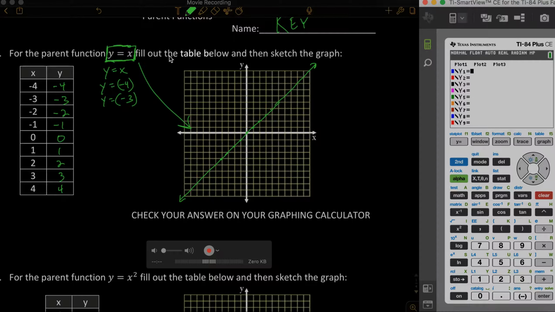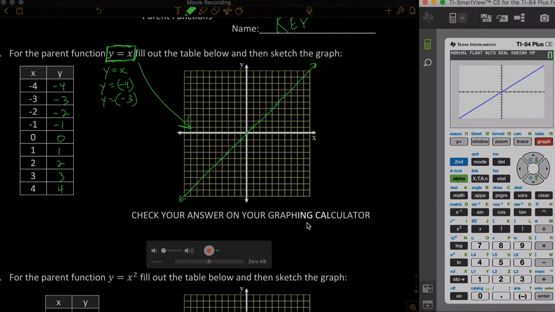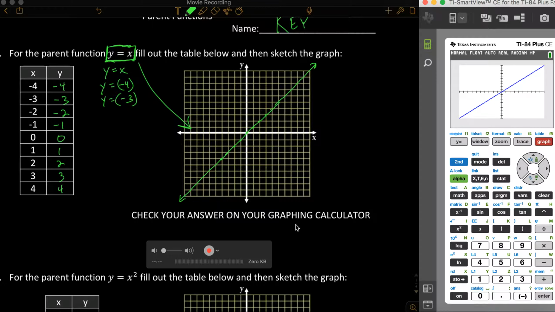So we're going to graph the equation y equals x. This button here is where you get your variable, y equals x. And again, these buttons up top are the ones that will help you graph. So you're going to hit graph, and you can see there's our equation, the line y equals x, which matches our answer. So we're good. We have checked our answer on our graphing calculator. All right, let's move on to number 2.